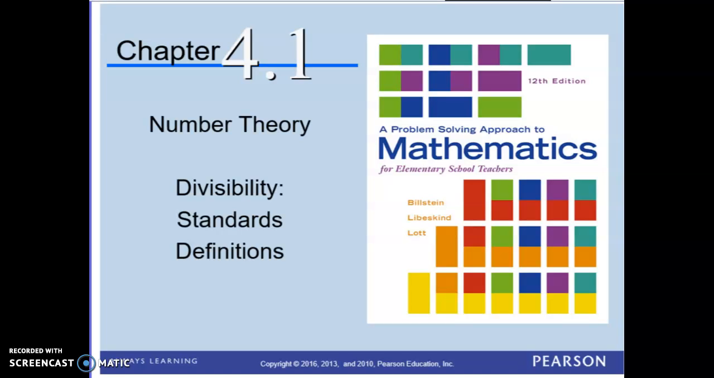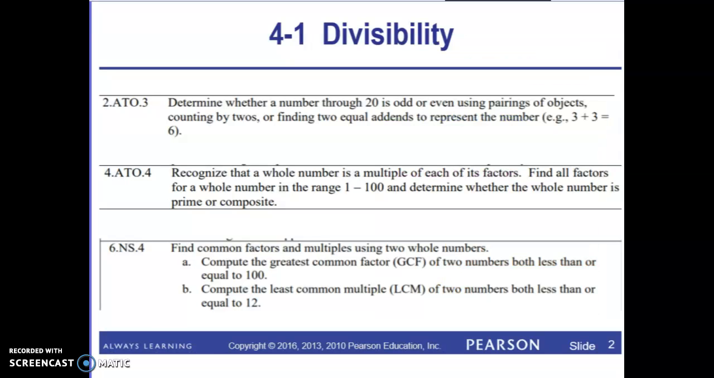In this video, we are going to begin talking about divisibility, focusing on the standards that we see and also definitions. If you look in the South Carolina State Standards, we can see that divisibility comes up beginning actually in second grade, looking at the idea of even and odd. And we're going to talk about how this goes with divisibility, even though our students don't learn how to divide until third grade. In fourth grade, we're going to be looking at multiples and factors.